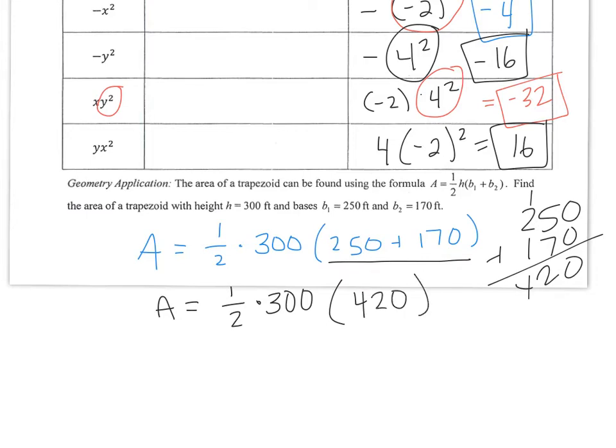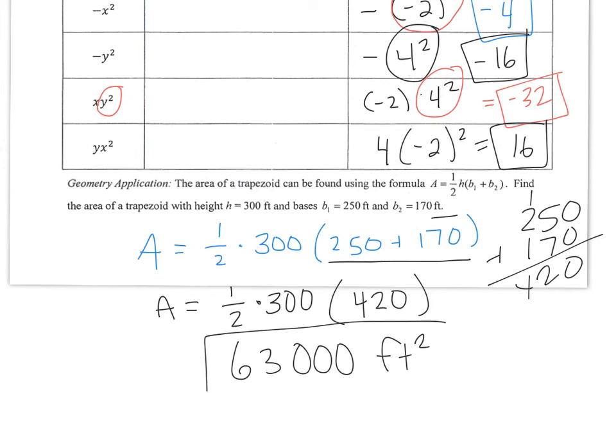Now when you do order of operations, you want to go from left to right if they're all multiplication. However, multiplication is commutative. The order doesn't matter. So you can do 1/2 of 420 times 300 or 1/2 of 300 times 420. So I'm going to multiply 1/2 times 300 times 420. And I get 63,000. And we're talking about area, so it's feet squared. So that's my answer.